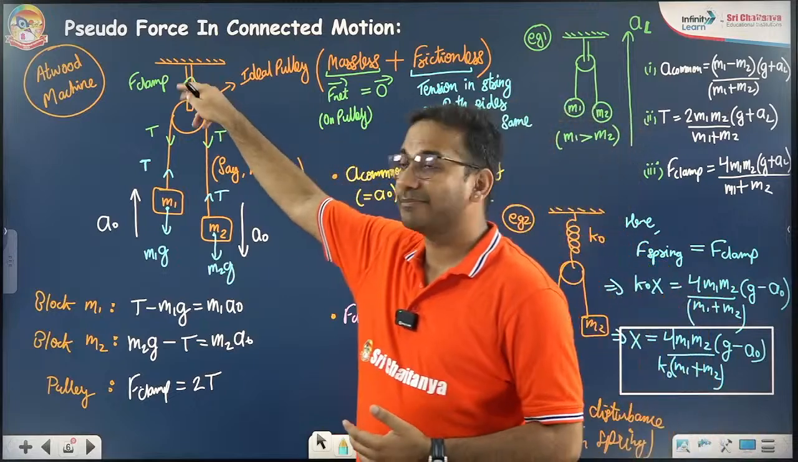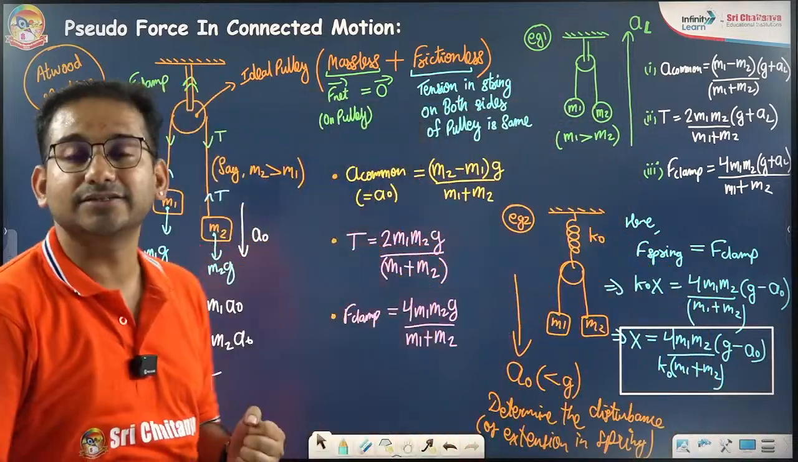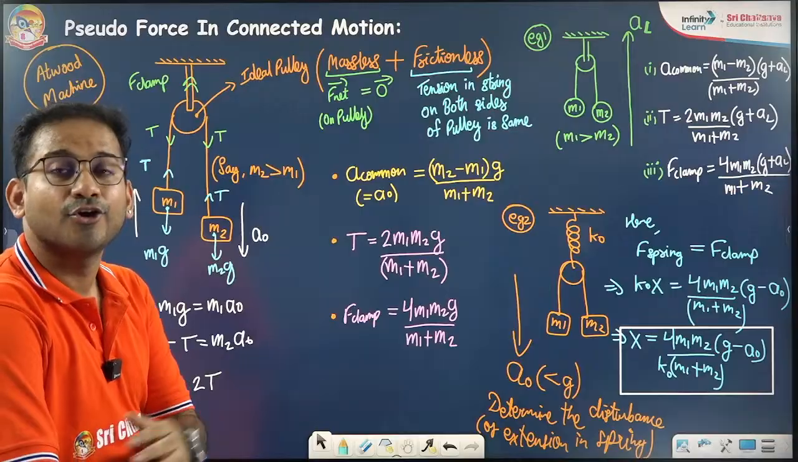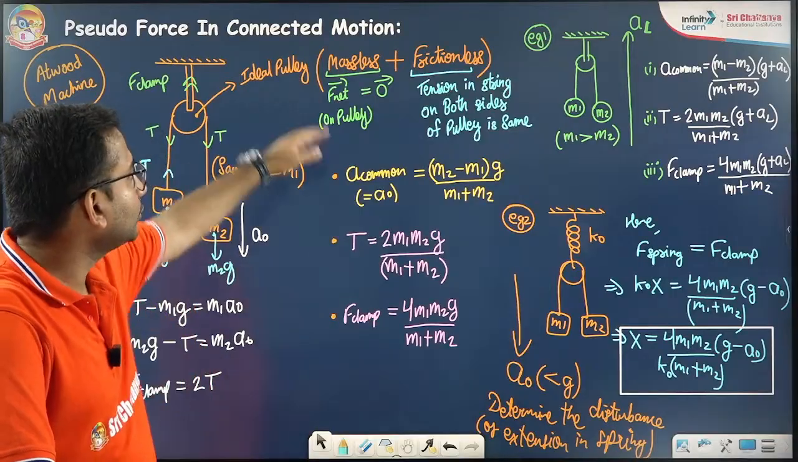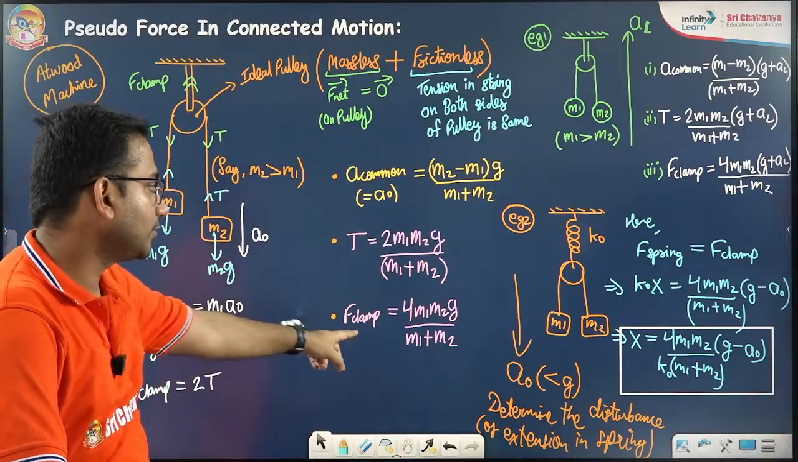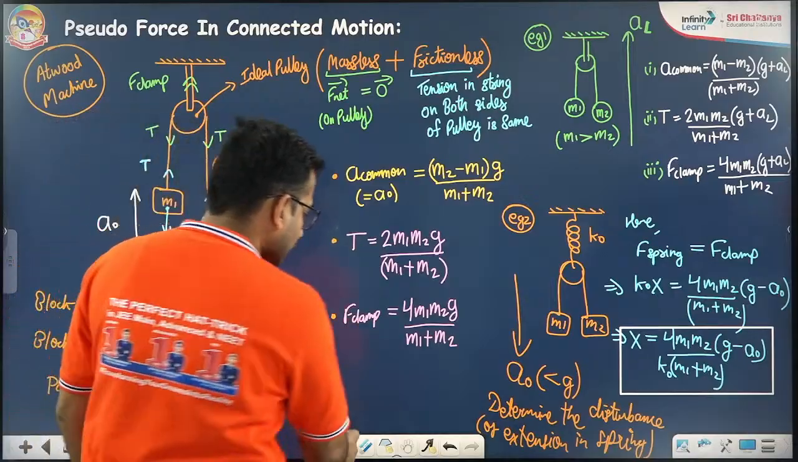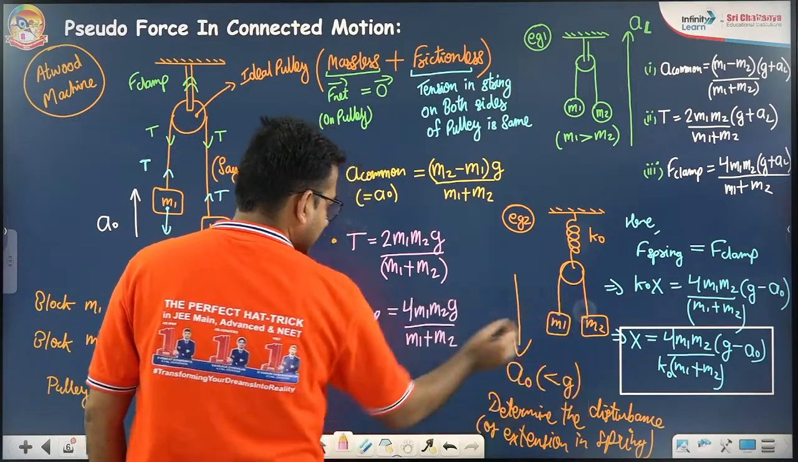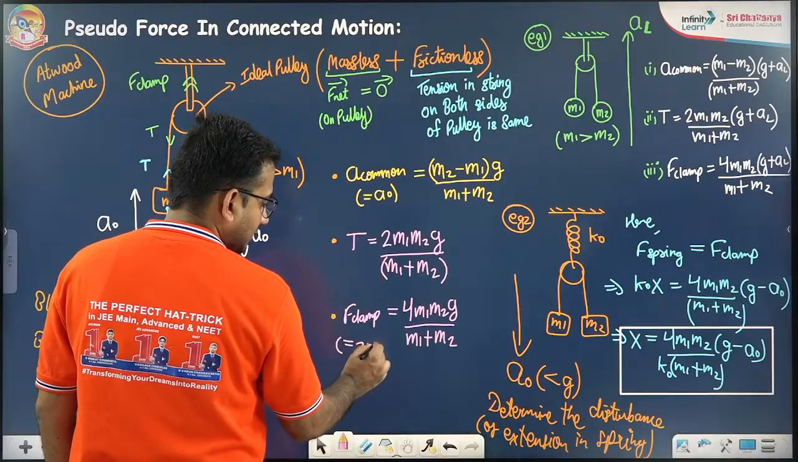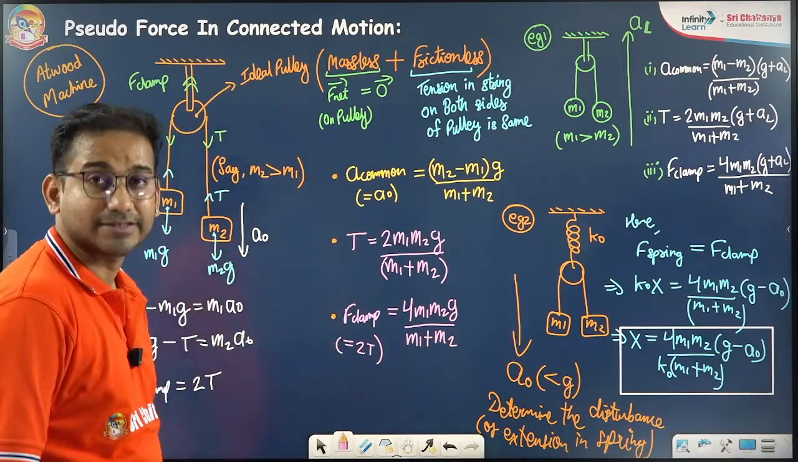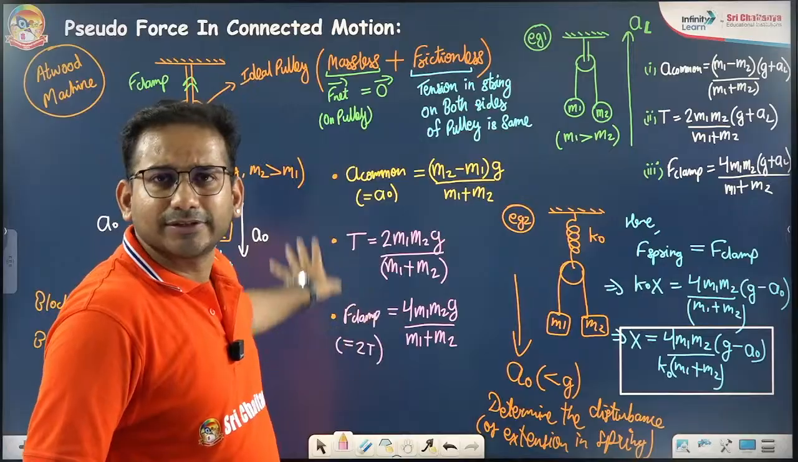Clamp reaction will be 2T, as the pulley is considered to be massless, so there cannot be a non-zero net force on the pulley. It has to be always balanced. Upward must be equal to downward. As a result, you will say double of this. Double of this means 2T, here it will be 4 m1 m2 g by m1 plus m2. This is a normal Atwood machine, the entire case.